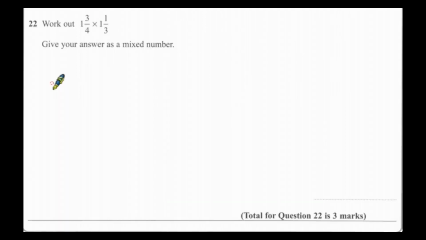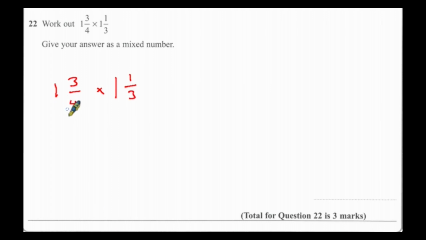Question 22 is all about multiplying fractions. The complexity is a little higher with this one because they are both mixed numbers, and that is what we need to change. We would start this sum by turning them both into improper fractions. Let's have a look how we do that.